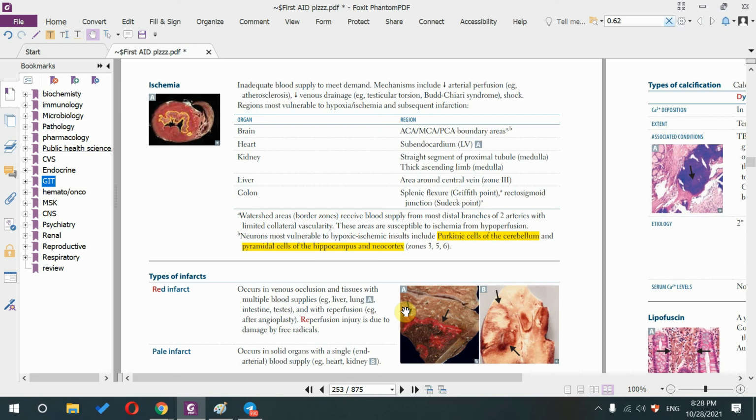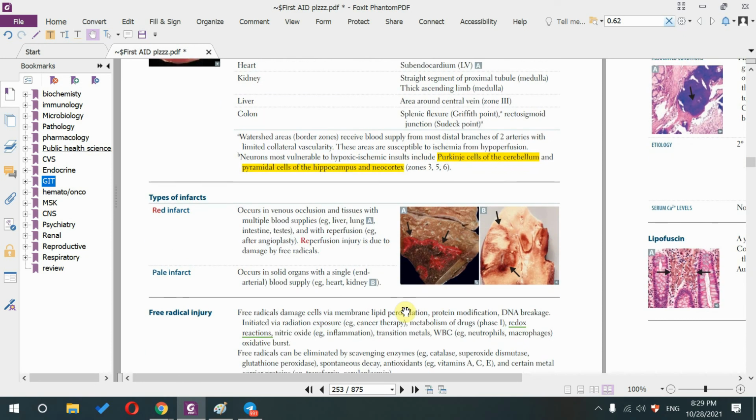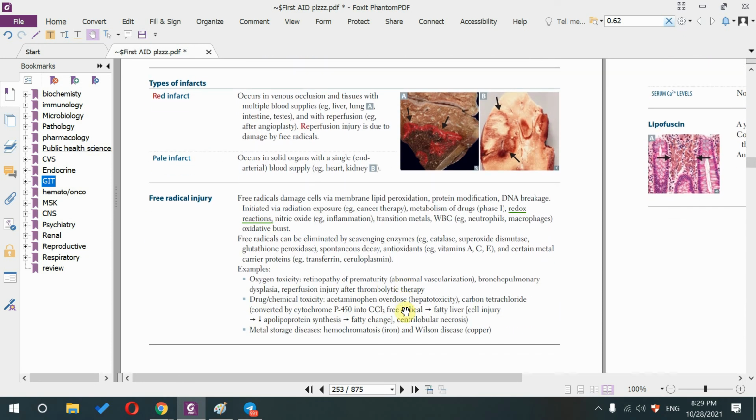Okay, last thing down there in the brain, they write neurons most vulnerable to hypoxic ischemia, hypoxic insult include Purkinje fiber of the cerebellum that will lead to ataxia, and pyramidal cells of the hippocampus and neocortex. Okay, the zones 3, 5, and 6. Actually, we will speak about this. The Purkinje cells in the cerebellum lead to ataxia. The hippocampus can lead to anterograde amnesia, not retrograde, only anterograde. And neocortex can lead to amnesia itself, like retrograde amnesia.